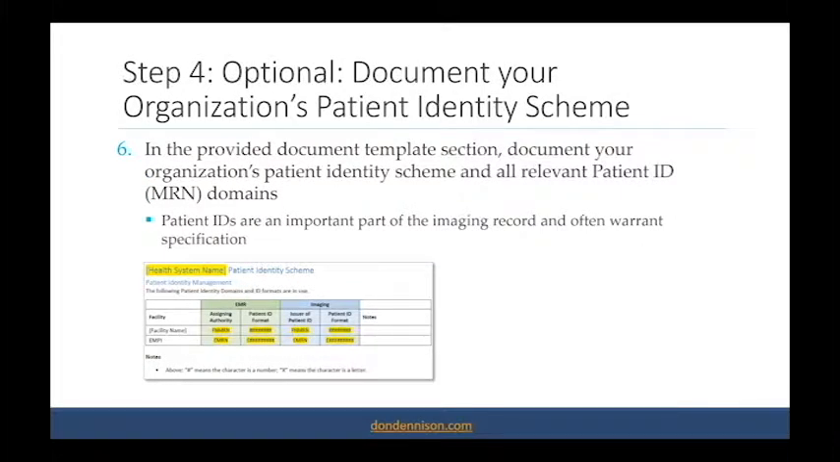Optionally, there's a section in the document template near the end that allows you to just document what are the patient identities that are in use within your organization in terms of the domains you're managing. So you may have, say, 7 or 8 facilities each, which either historically or on an ongoing basis are generating patient IDs, and this allows you just as a table to map those out.